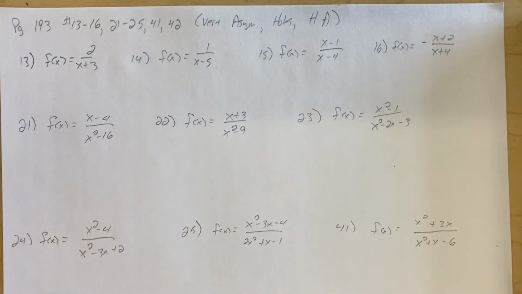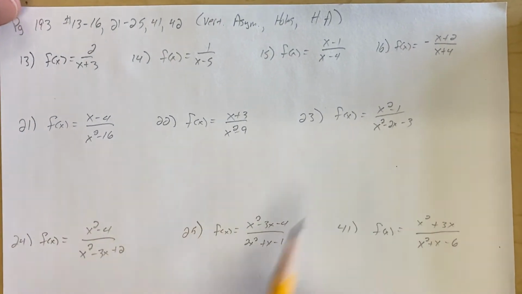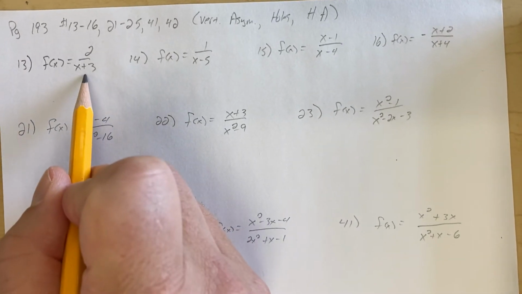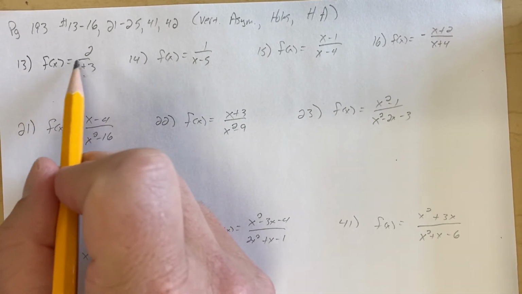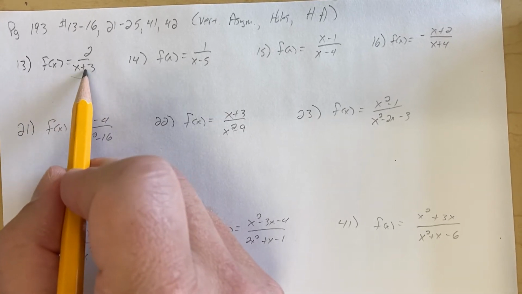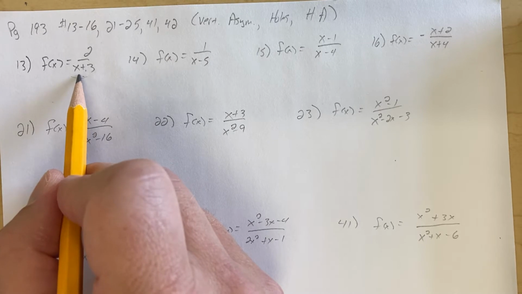All right, these are the answers to page 193. The first four want us to match these with graphs. And the key is just to look and say, well, when we have a factor that's on the bottom that doesn't cancel, this creates a vertical asymptote. So this would be a vertical asymptote at x equals -3.